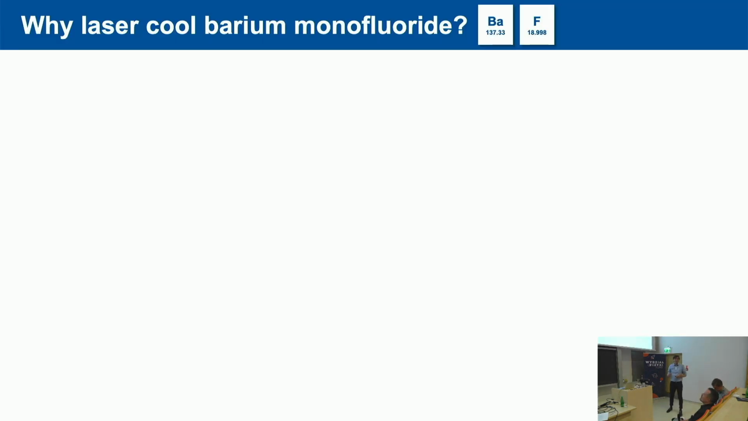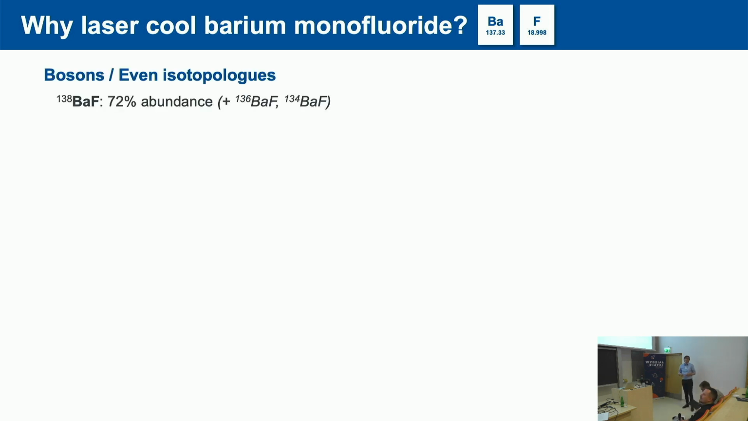So let's maybe start with the general question: why would you even want to do that? It turns out it's actually quite a rich molecule, because there are many isotopes of barium. And so you get many different kinds of barium monofluoride isotopologues. There's most prominently, I come from atomic physics, so for me it's just bosons. Maybe for some of you, we like to talk more of even isotopologues, and the most abundant one is 138 barium fluoride. There are a bunch of others as well.